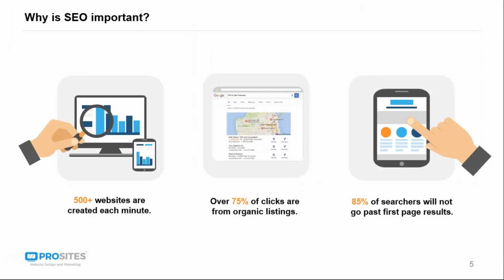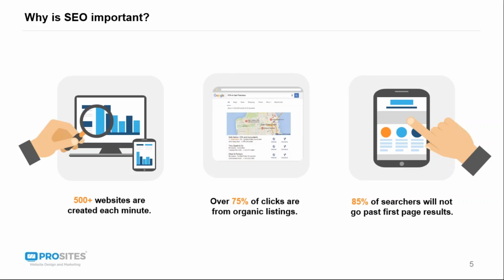Okay, so first let's talk about why it's important. Well, over 500 websites are created each minute out on the internet, and over 75% of clicks are usually on organic listings. Now, there are 2 types of listings that will appear on a search engine results page. The first being a paid listing, and you may recognize it under the name of AdWords or Bing Ads if you've ever done PPC. But underneath those, you're going to have organic listings, and those are listings or results that you cannot pay for. You have to earn those. And most of the clicks are going to happen on those organic listings.